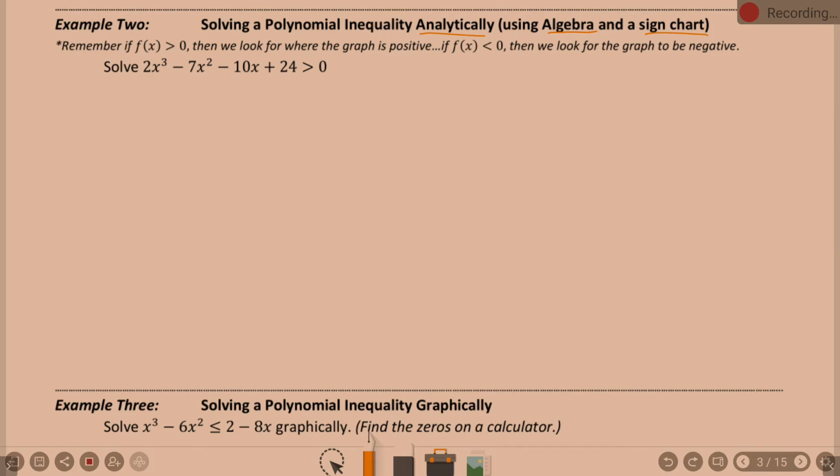Okay, now, remember, if your equation is greater than 0, okay, so f of x greater than 0, greater than 0 means we're going to look for where the graph is positive. If you have a function that is less than 0, then we're going to be looking for where the graph is negative. Okay, we've talked about that before.